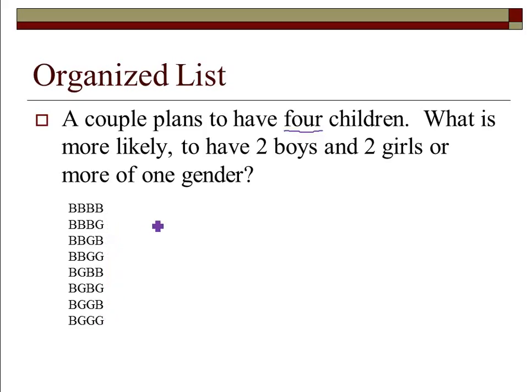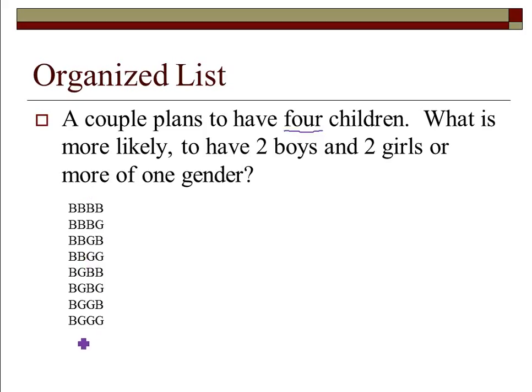It's great for when you're looking at boys and girls or heads and tails, things with equal probability. It wouldn't be as good when you're looking at rolls of dice. There's just too many things to list out. Then right here we have boy, boy, girl, girl, boy, boy, girl, girl. Then we have 4 boys and 4 girls.